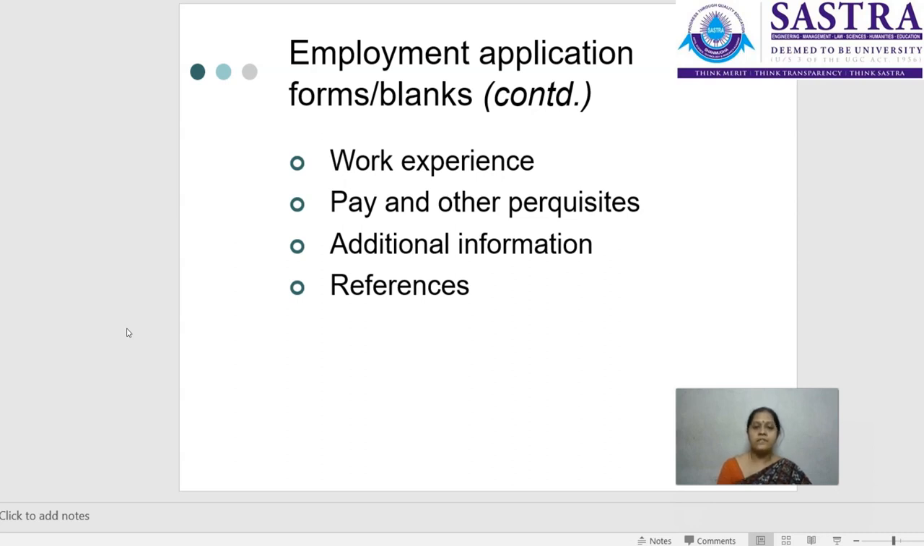And finally, the references section. This includes the names and addresses of a few people who have knowledge about the applicant, and who may also be contacted by the organization if required. So these are some of the important things that are included in these employment application blanks or forms.